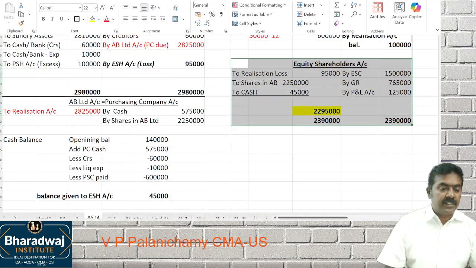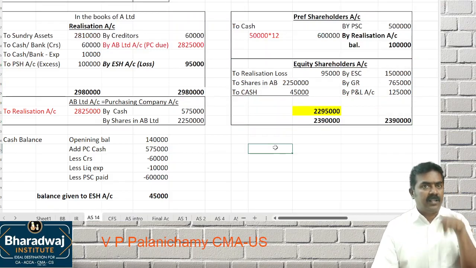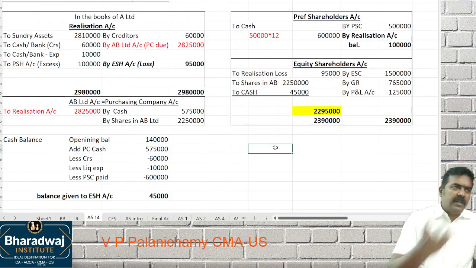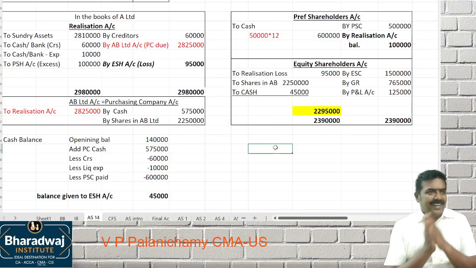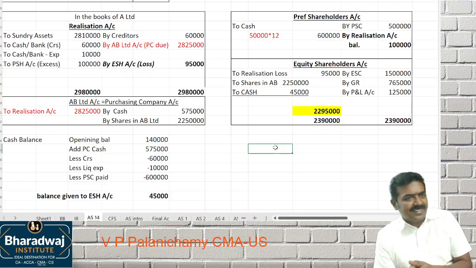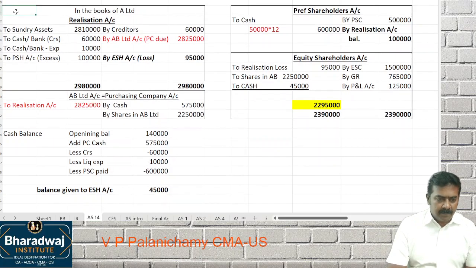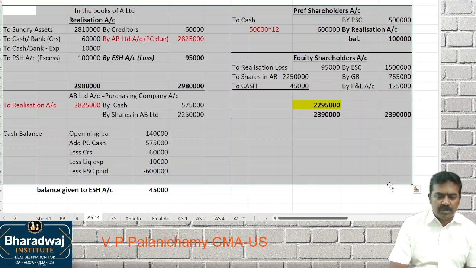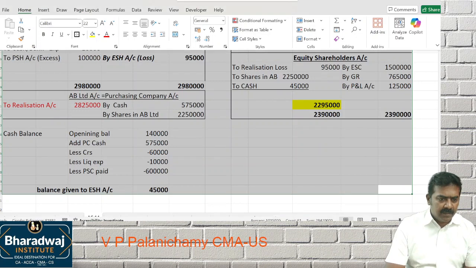This is in the books of which company have we done? The selling company, A Limited. In the books of B Limited also we will do it. It's just practice, you know. In the examination, they will not ask this much. Either the purchasing company or the selling company only they will ask. Okay, for practice purposes, we'll do it in the books of which company? B Limited. You are going to try in the books of B Limited.